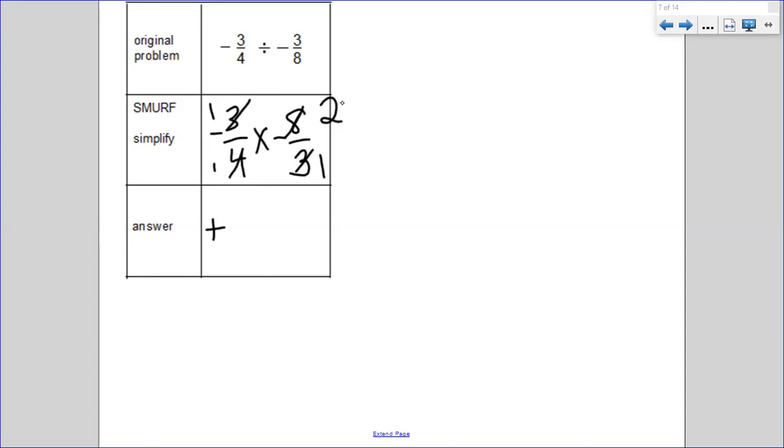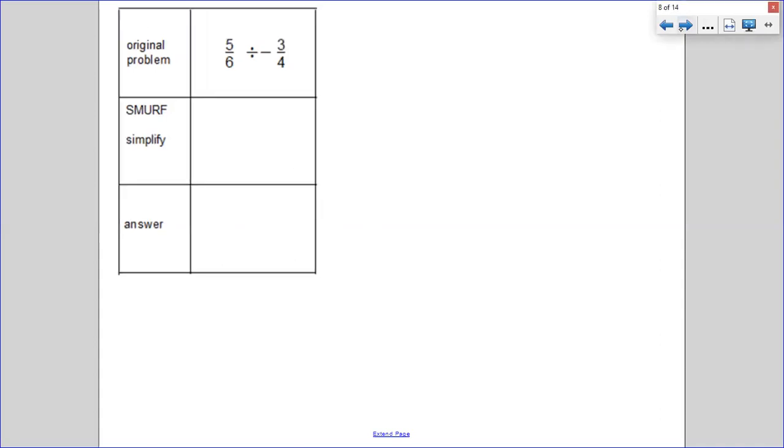Now, the last step is when we multiply fractions, because that's now what we're looking at. You multiply the numerator by the numerator. And that's the top number, by the way, if you don't remember that term. The top is 1 times 2, I'm sorry, 1 times 2 is 2, and 1 times 1 is 1. So your final answer for -3/4 divided by -3/8 is a positive 2.